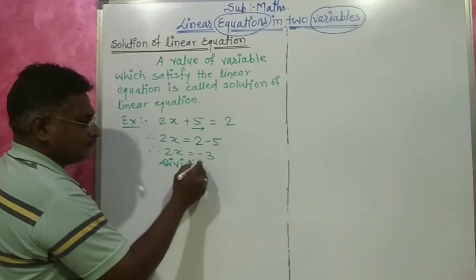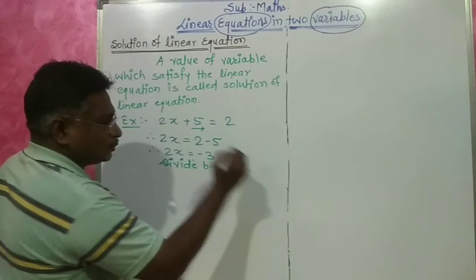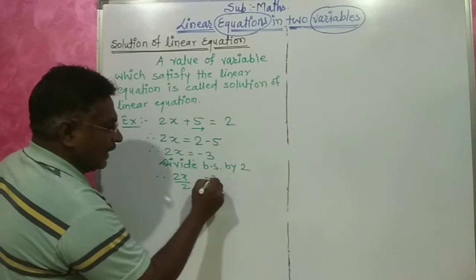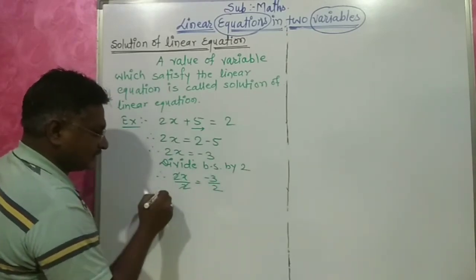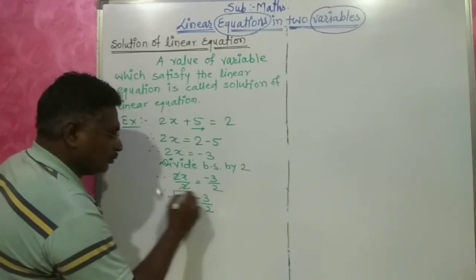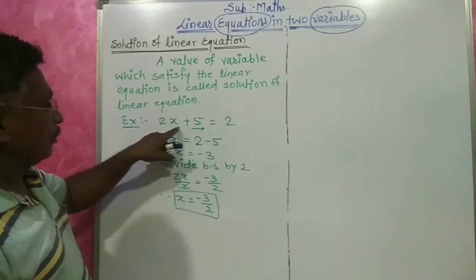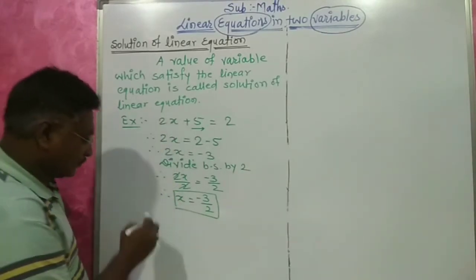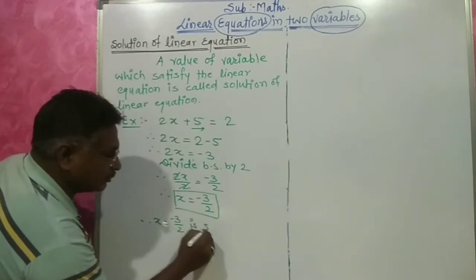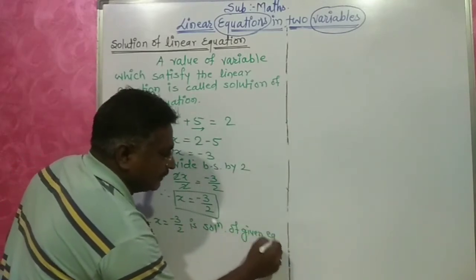Divide both sides by 2. So we get 2x by 2 equals minus 3 by 2. 2 cancels. So x equals minus 3 by 2. This value of x is called the solution of this linear equation. Therefore x equals minus 3 by 2 is the solution of the given equation.